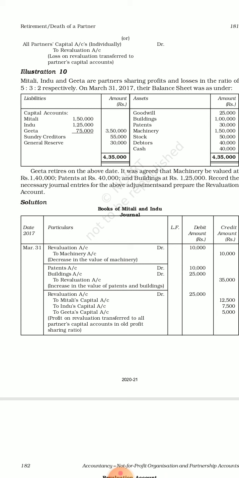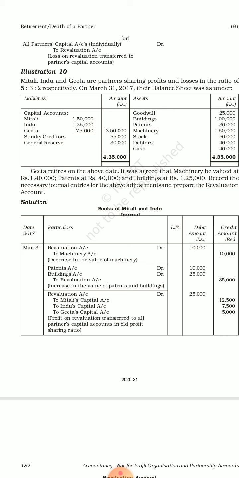So revaluation account will debit 25,000 and capital account will be credited to Mithali's capital account, Indu's capital account, and to Geeta's capital account. This will be distributed in the old ratio. It is given in the question. Just see the first line in the question, just above the balance sheet, 5:3:2. That means Mithali will get 25,000 into 5 by 10. Indu will get 25,000 into 3 by 10, and Geeta will get 25,000 into 2 by 10.